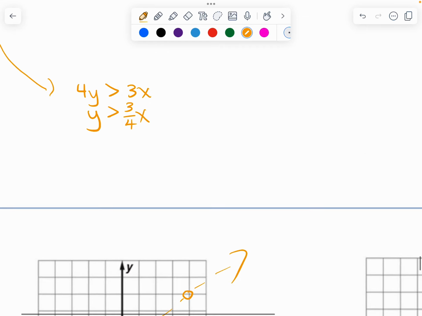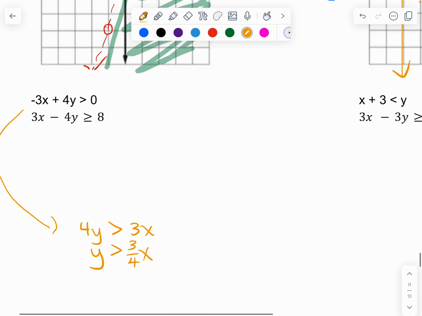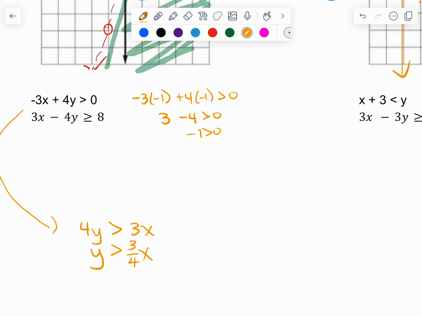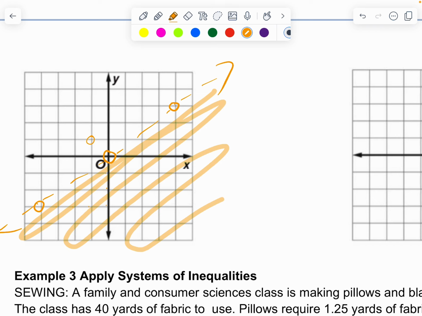Okay, if I plugged in 0, 0. Oh, I can't do 0, 0. It's at 0, 0. So just to be careful, I'm going to test this point right here. So -1, -1. If I plugged in -1, -1, it would be 3 times -1 plus 4 times -1. Is that greater than 0? So that's -3 minus 4. Is that greater than 0? -7 is not greater than 0. That is a false statement. So that means that we have this down here.